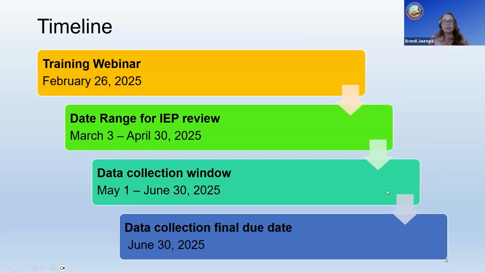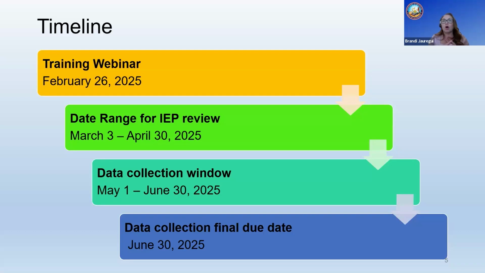So here's our timeline for the 24-25 data collection. Today is February 26th, and we are doing our training webinar. Now, the date range for IEP review, what does this mean? It means that when you receive your student samples and the SSIDs, you have to review their IEPs, and you must review those IEPs from the dates March 3rd through April 30th, 2025.